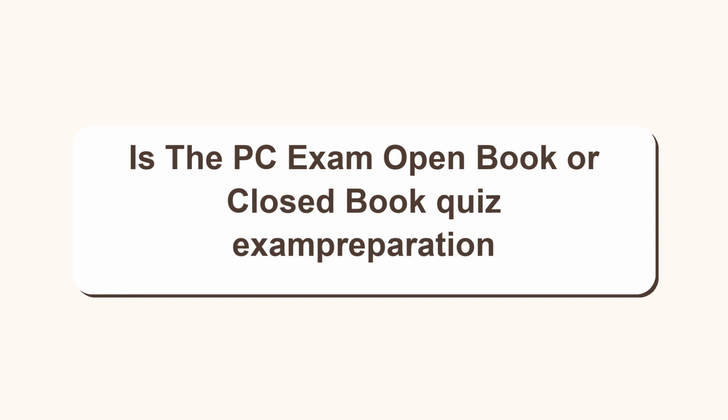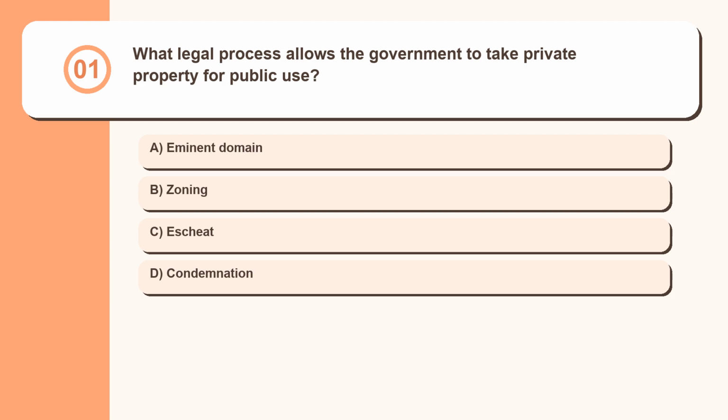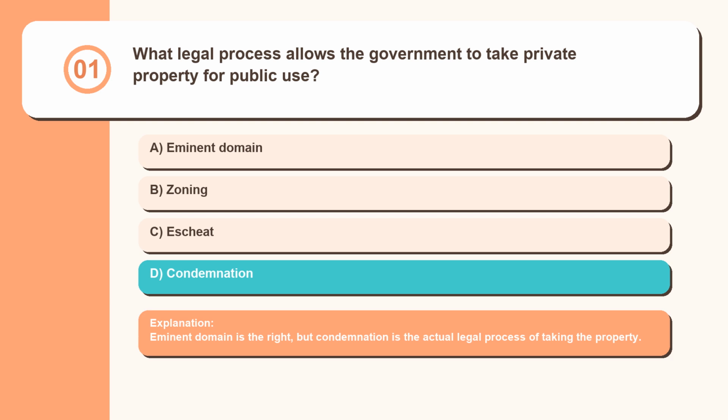Is the PC exam open book or closed book? Quiz exam preparation. Question 1. What legal process allows the government to take private property for public use? Eminent domain, zoning, escheat, condemnation. Eminent domain is the right, but condemnation is the actual legal process of taking the property.